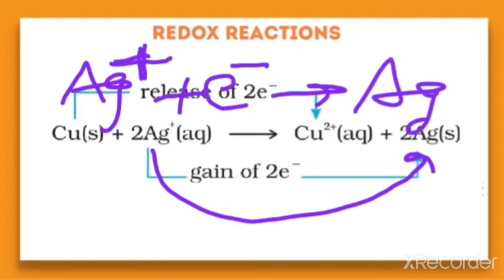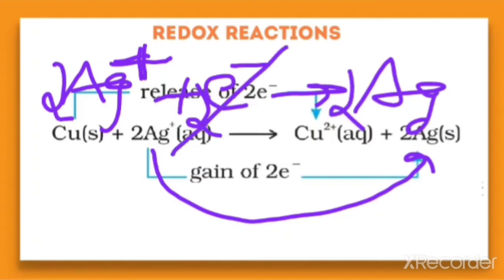But here in the equation, in order to balance the number of electrons, we have to take it twice. When we are taking it twice, we have to take twice on all sides. So the 2 electrons get cancelled. Whenever we are making the sum, the number of electrons donated by one species and the number of electrons gained by the other species must be equal. So that can be equalized by taking twice here.